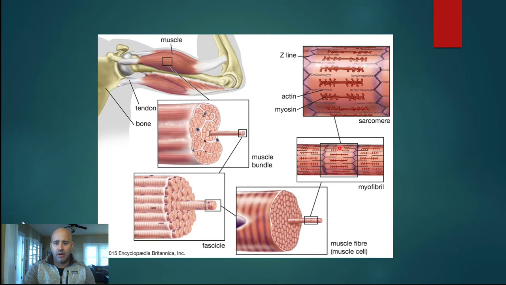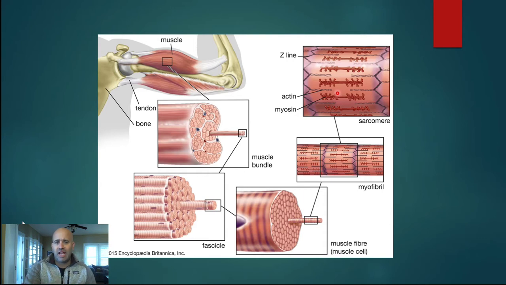Now within the myofibril, there are these little sections called sarcomeres, and they contain two things called actin and myosin. And what actually happens is this myosin grabs this actin and pulls it along, and it's described as sliding past each other. The video that I'm going to show you shows a very good representation of this.